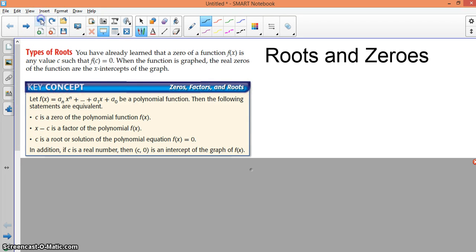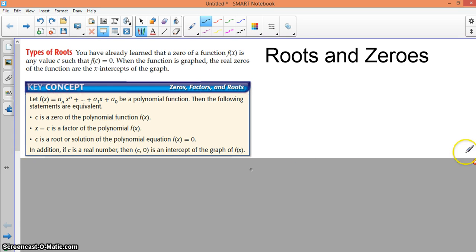Either way, the point is that if a number is a 0 of the function, a root of the function, or a root of the equation, a solution to the equation, they all mean the same thing. And also, if you have a number that is a 0 or a root or a solution, then x minus that number is a factor. These are things I've been talking about a lot. This last section just throws it all together. All these are different ways of talking about the same thing.